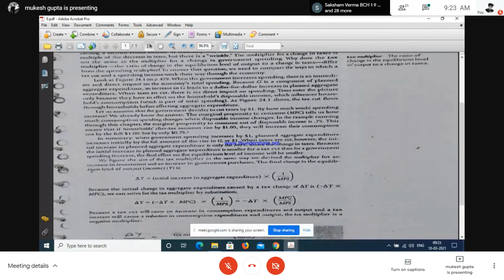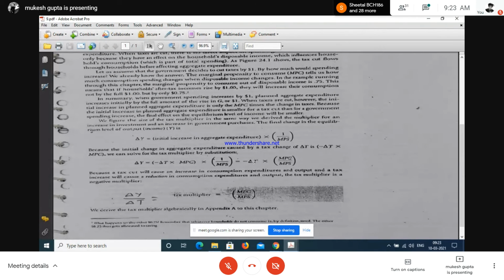And the tax multiplier is basically how much the output, or the income, will change with the change of the tax. That is, the change in Y is the initial increase in aggregate expenditure into 1 upon MPS. What is meant by the initial increase in aggregate expenditure? Basically, how much the aggregate expenditure will change with the change of the tax, and that is delta T into MPC. Why is it like that?